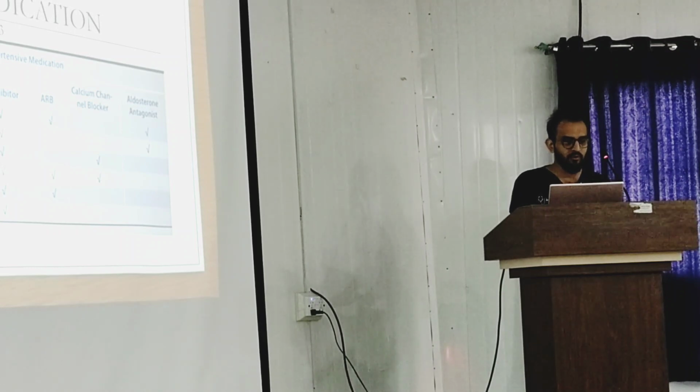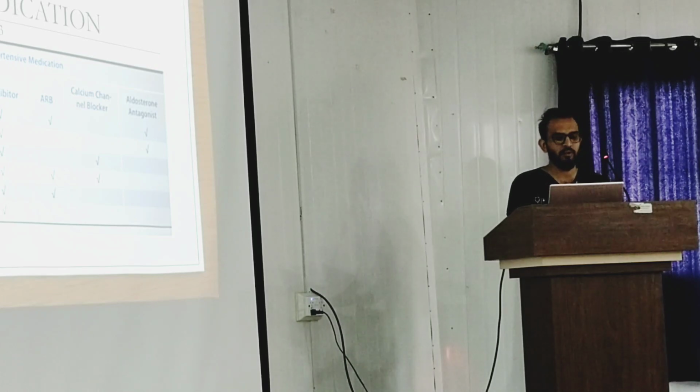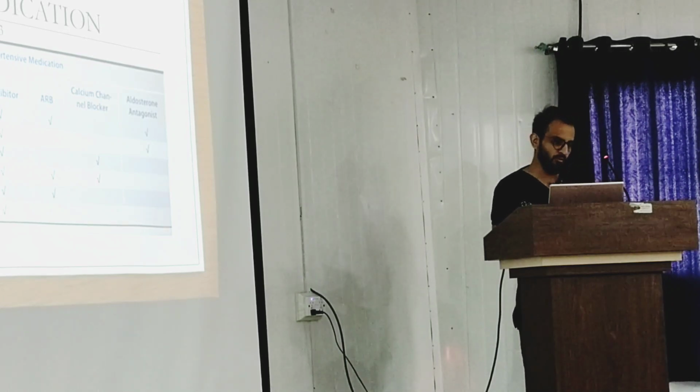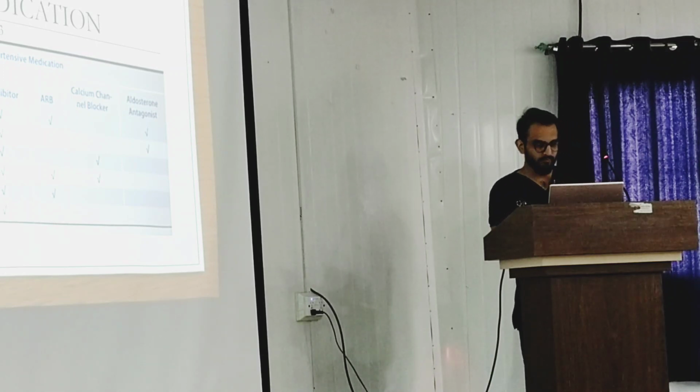For diabetes, diuretics, beta blockers, ACE inhibitor, ARBs and calcium channel blockers are the choices. For chronic kidney disease, ACE inhibitor and ARBs. For recurrent stroke prevention, we could use diuretics and ACE inhibitors as the choice of antihypertensive.